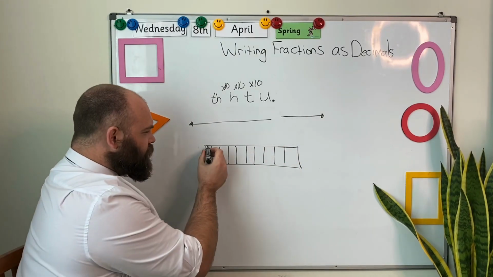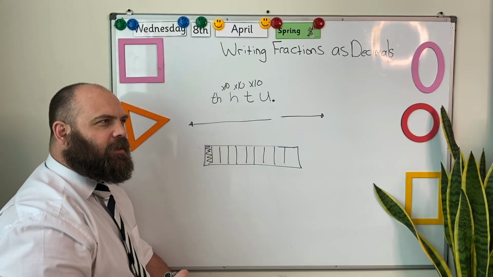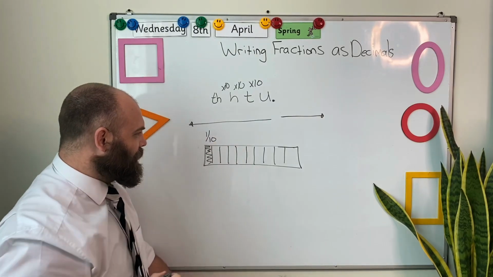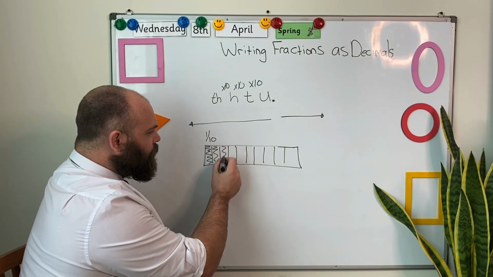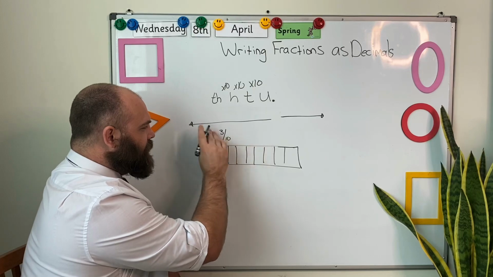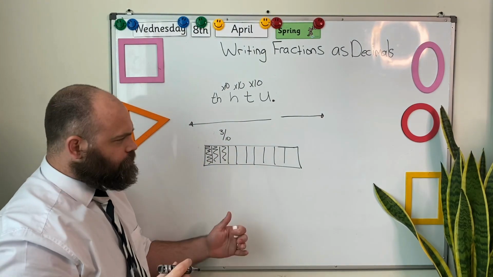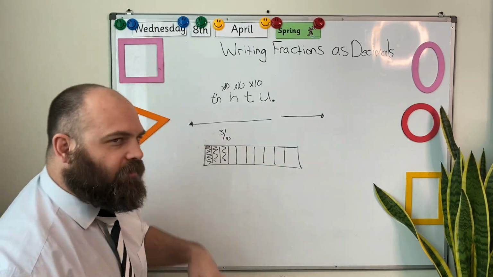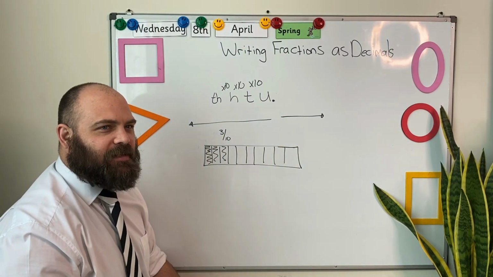what do we call each of these pieces? 1 divided into 10 equally sized pieces would give us 1/10. Okay, if I had 3 of those, that would be 3 tenths. Makes sense? Wonderful. But we already know how to deal with 3 tenths as a fraction. What do you think I would put here as a decimal?